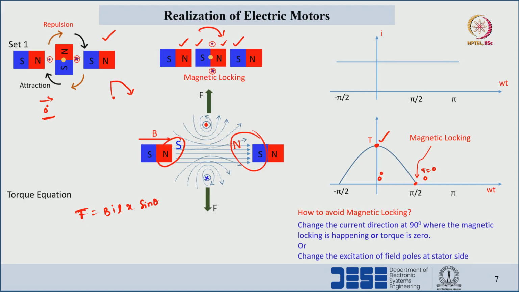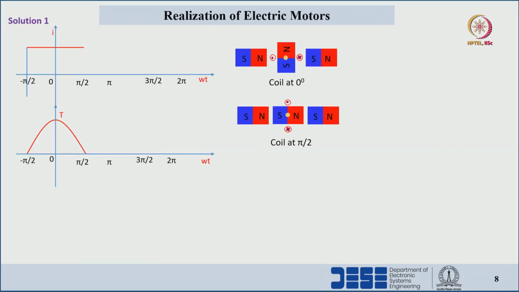How to avoid this magnetic locking situation? We can change the current in a coil after reaching this point, okay. After reaching this point we will change the current direction, then again attraction and repulsion will work, right. The second condition is to change the excitation with respect to the field poles. Either we can change the excitation at the stator side or we can change the excitation at the rotor side. These are the two possibilities, one at the rotor side, the other at the stator side. First we will see the rotor side possibility. This is solution 1.